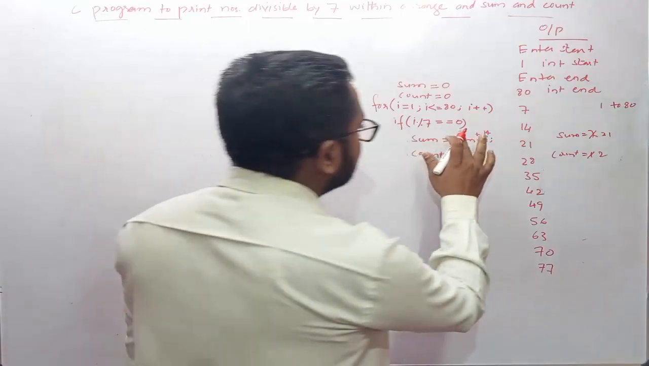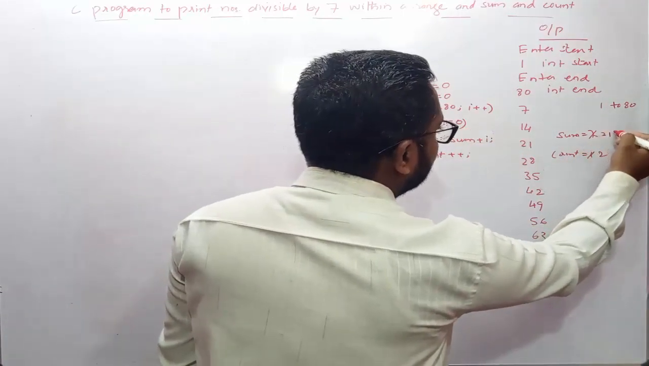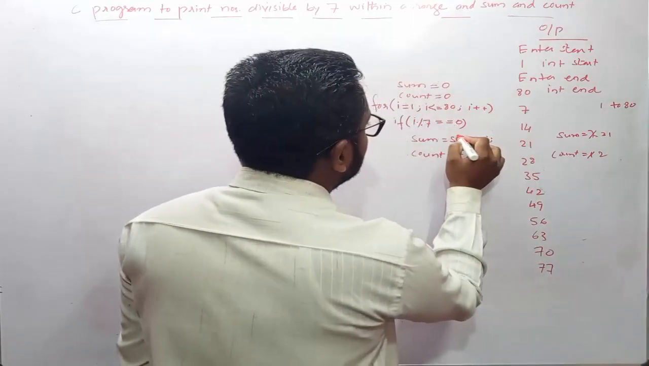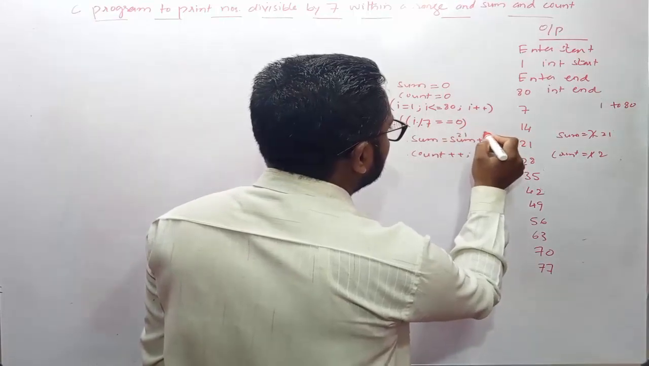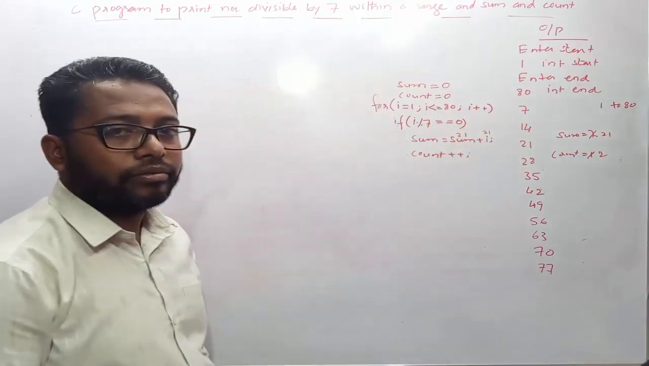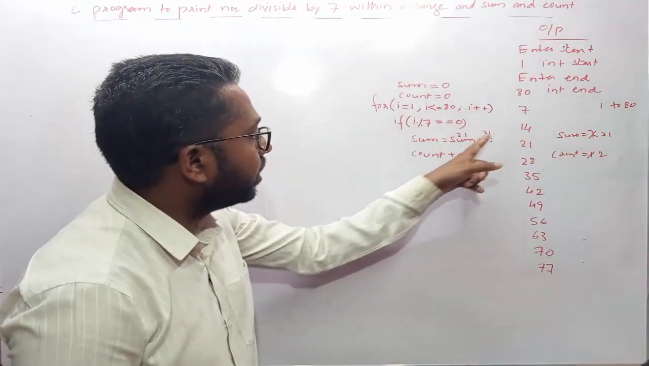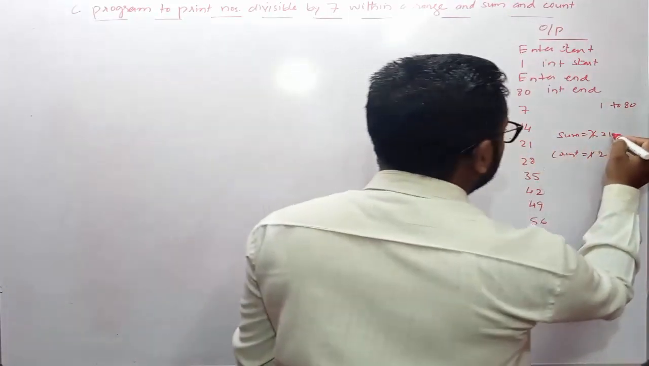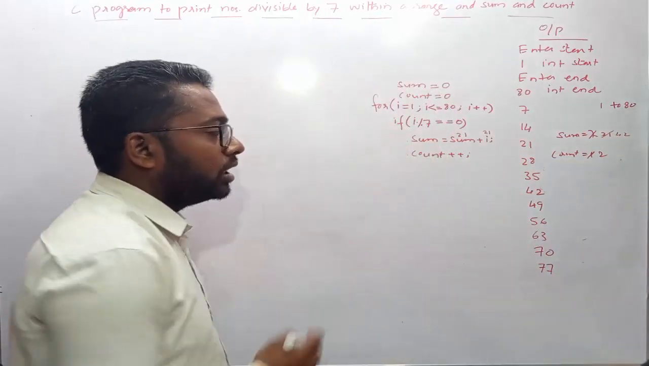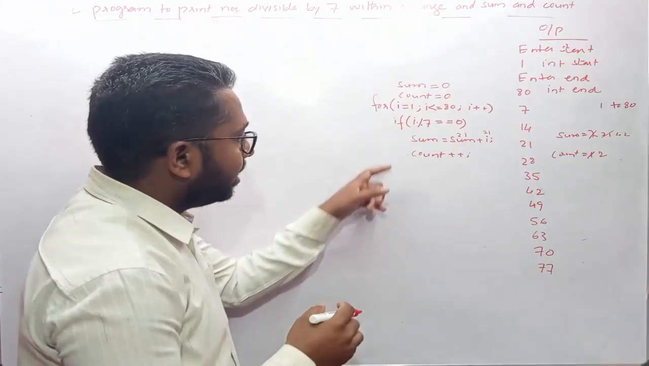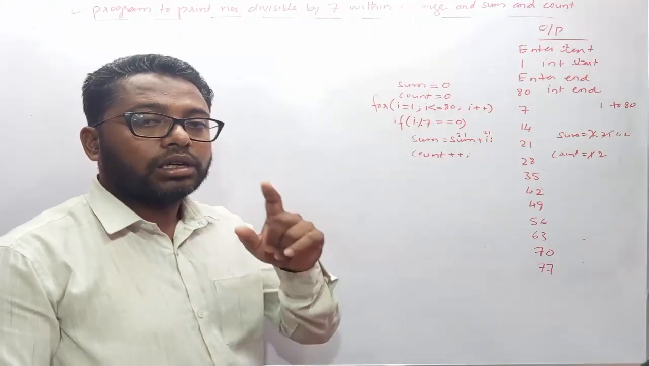So in the earlier iteration, the sum value was 21, and now the value of I is 21. Sum value is 21, as you can see here, and the I value is also 21. 21 plus 21, we will get 42. Now the new sum value is 42, and count also will get incremented by 1, and count now becomes 3.